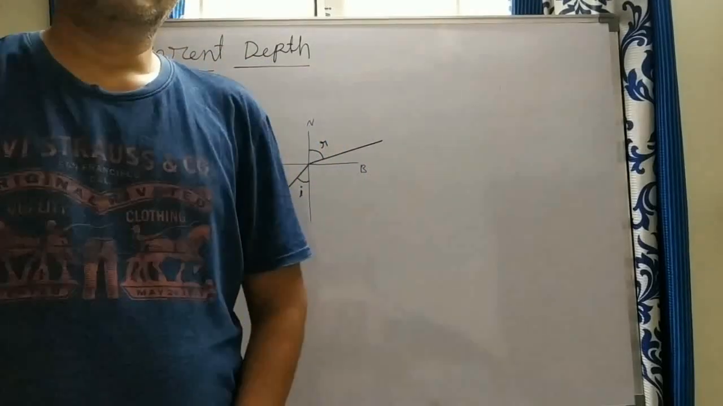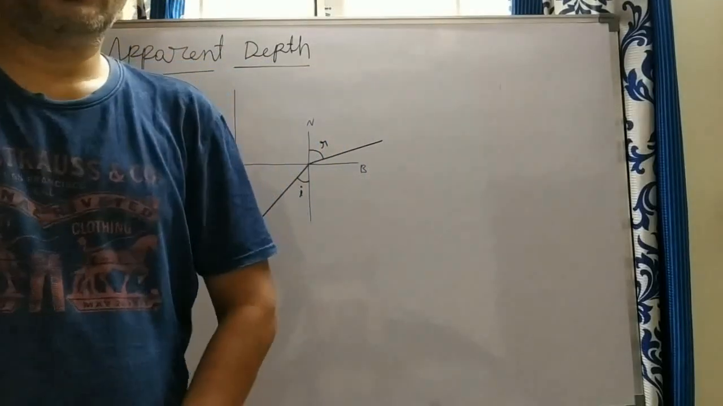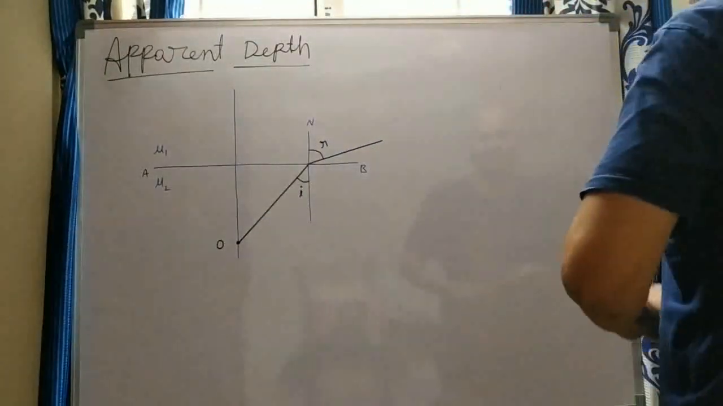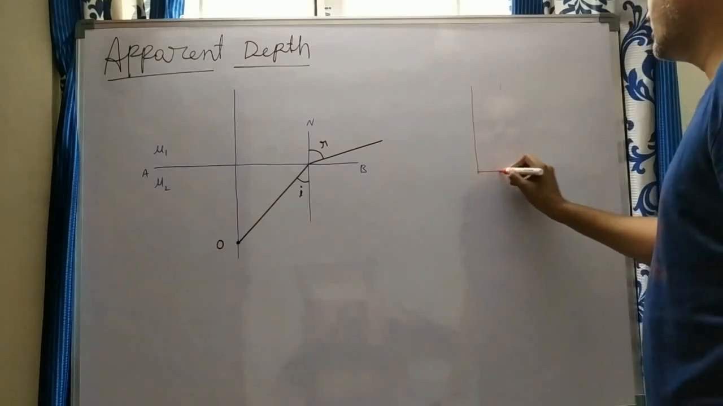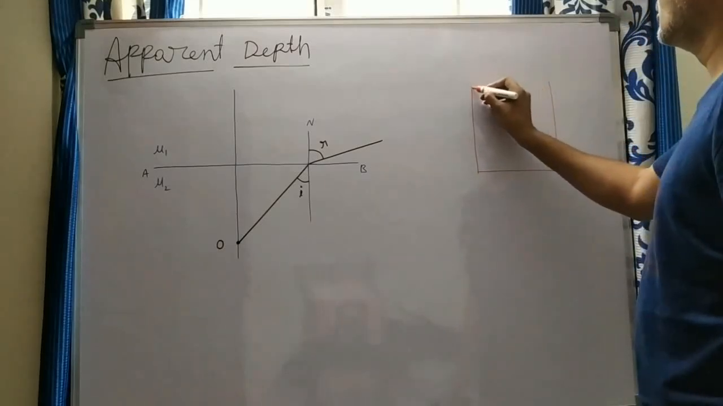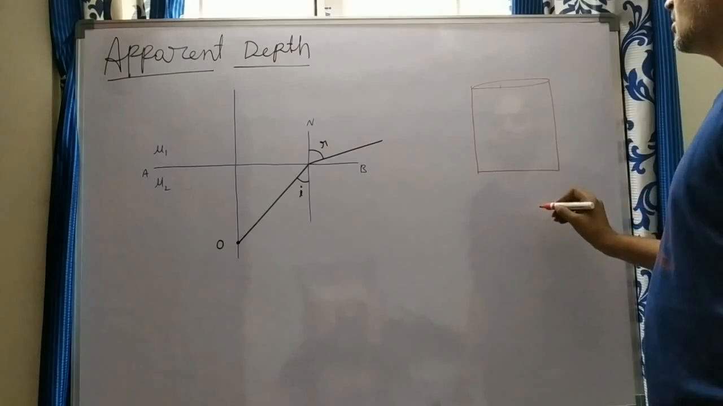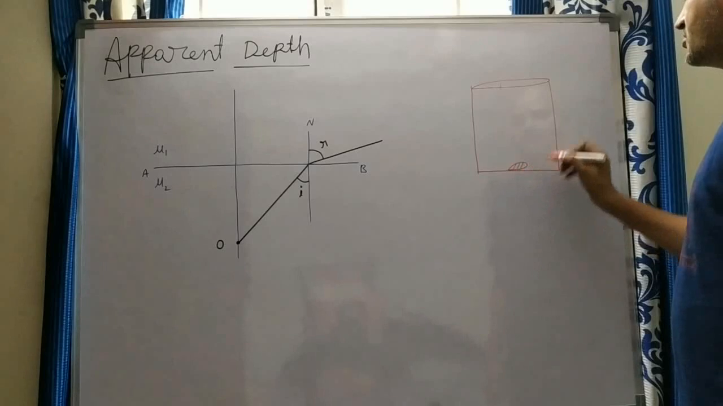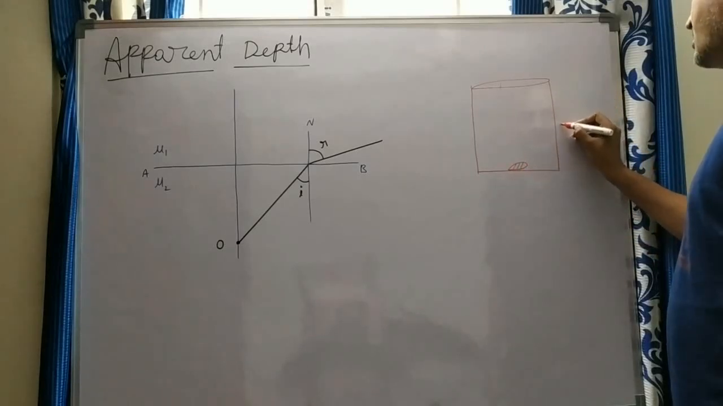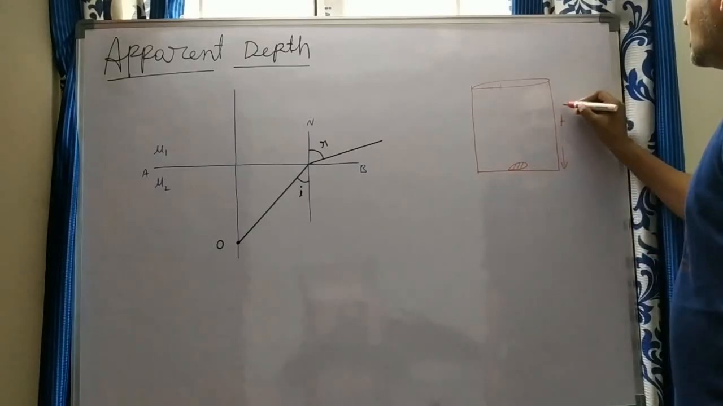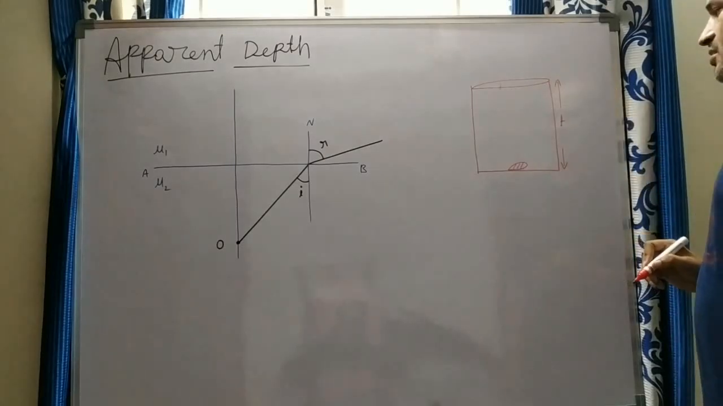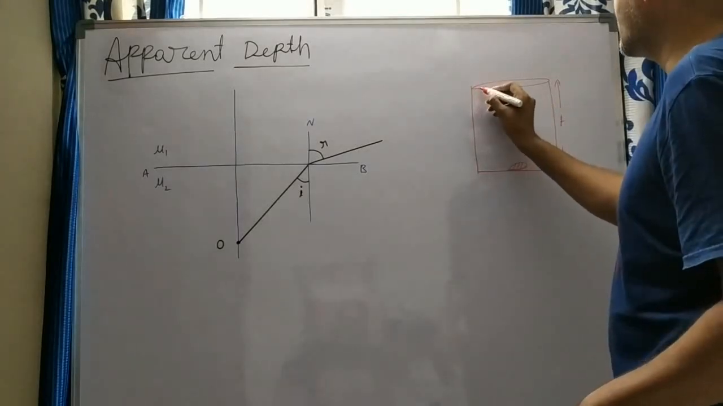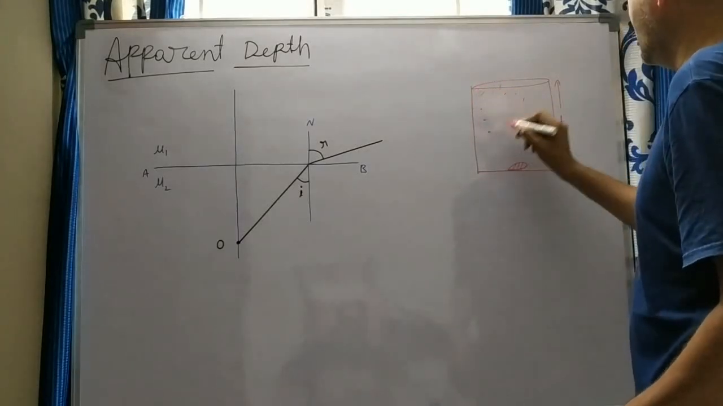Now we'll see about apparent depth. First of all, what is apparent depth? We'll see one example. Suppose you take a beaker. Initially there is no water inside the beaker. A coin is placed at the bottom. Suppose the height of the beaker is T. Now they fill this beaker with water, or liquid.